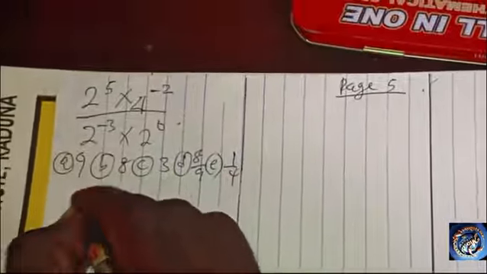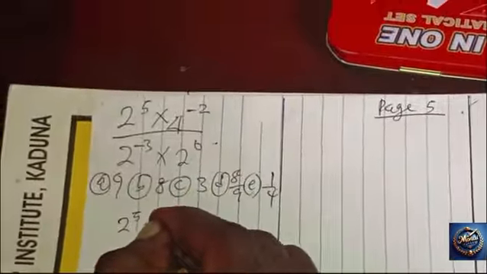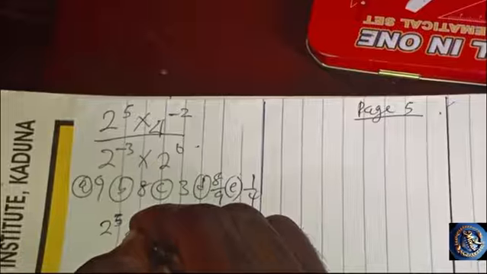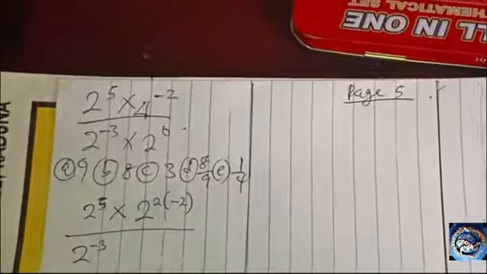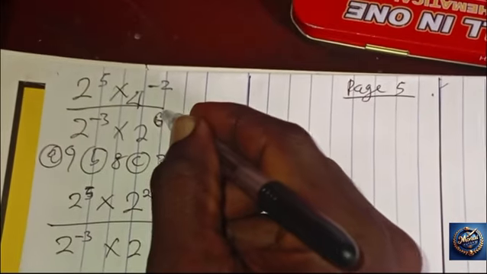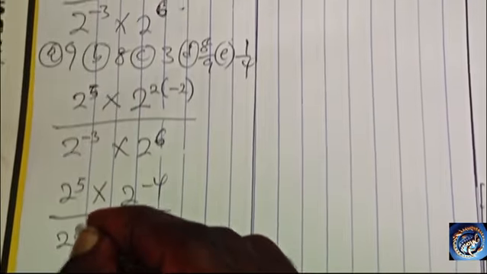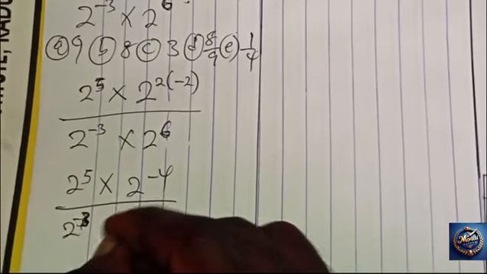So this one is going to be 2 raised to power 5 times, that will be 2 raised to power 2 in brackets to the power minus 2, all over 2 raised to power minus 3 times 2 raised to power 0. So this is 2 raised to power 6, not 0. So I have 2 raised to power 5 here times 2 raised to power minus 4 all over 2 raised to power minus 3 times 2 raised to power 6.